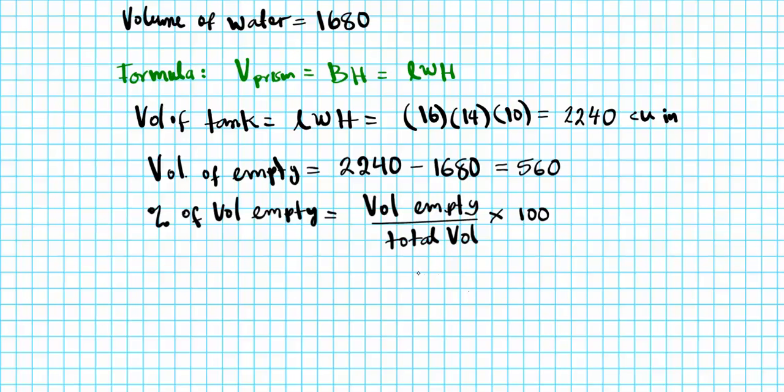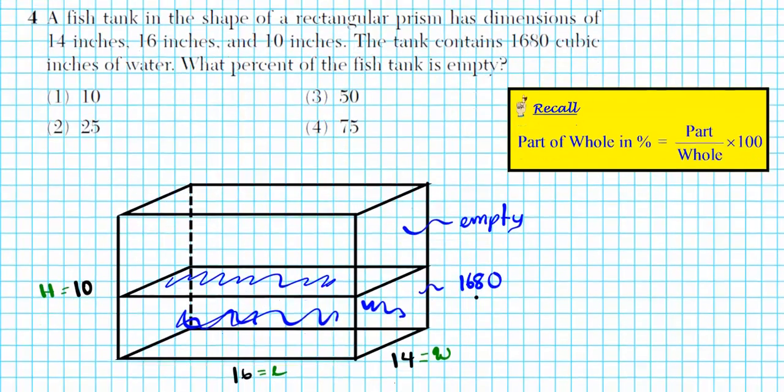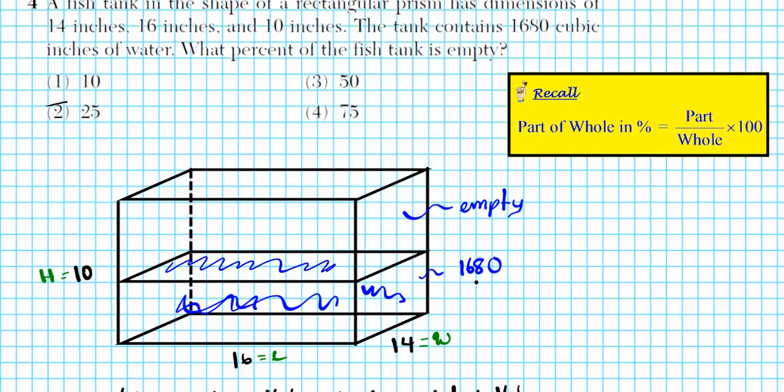Okay, so if we do that, we're going to have 560, the volume that's empty, divided by the entire volume, 2,240. Multiply that by 100. And when you carry out your calculations, just use a calculator, you end up with 25%. Okay, so that's the percentage of the tank that's empty. Answer is option number 2.